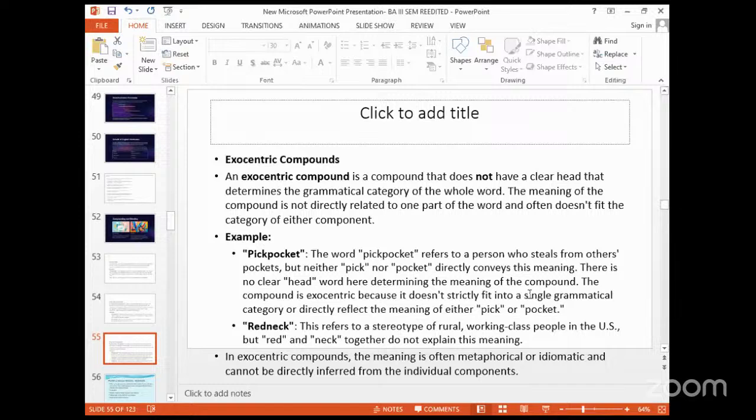Another example, redneck. This refers to a stereotype of rural working class people in the US, but red and neck together do not explain this meaning. Hence, in exocentric compounds, the meaning is often metaphorical or idiomatic and cannot be directly inferred from the individual components.